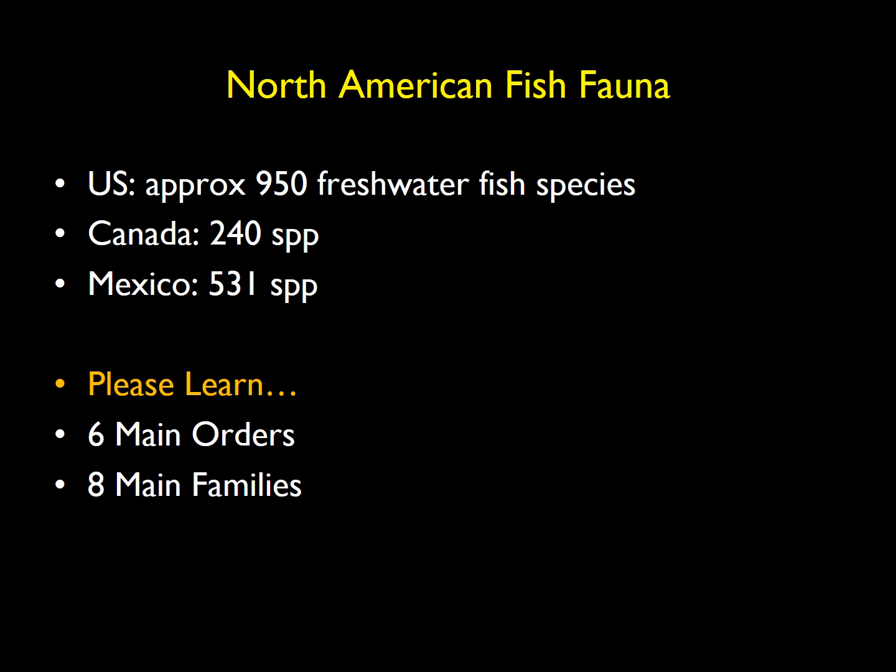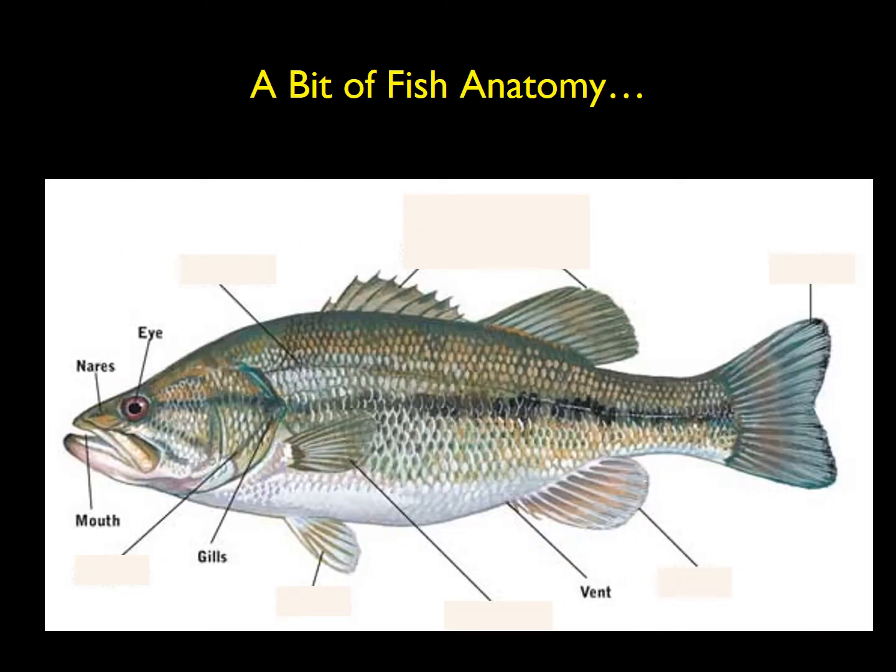does have. But anyway, I have a list of 6 orders and 8 families that I'd like y'all to be familiar with, so we'll go through those now. In order to identify the fish and assign them to the different families, you need to know a little bit of anatomy. So starting with the dorsal fins, the spiny and soft-rayed dorsals, these help us identify fishes to order.